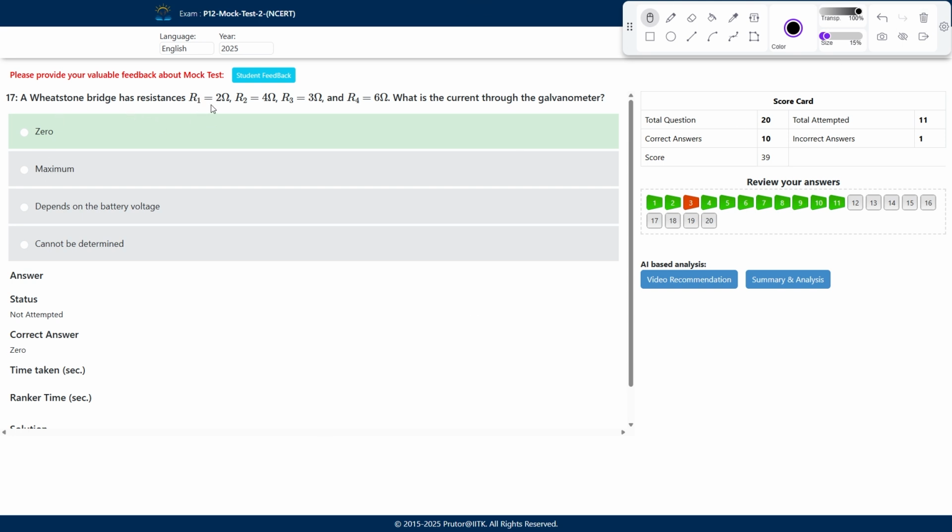If in a Wheatstone bridge R1 has 2 ohm, R2 has 4 ohm, R3 has 3 ohm, and R4 has 6 ohm, what is the balanced Wheatstone bridge condition? R1 by R2 equal to R3 by R4. Here R1 is 2 ohm, R2 is 4 ohm, R3 is 3 ohm, R4 is 6 ohm. The ratio on both sides is 0.5, so both sides have the same ratio. It means this is a balanced Wheatstone bridge, so the current through the galvanometer will be 0. Got it?